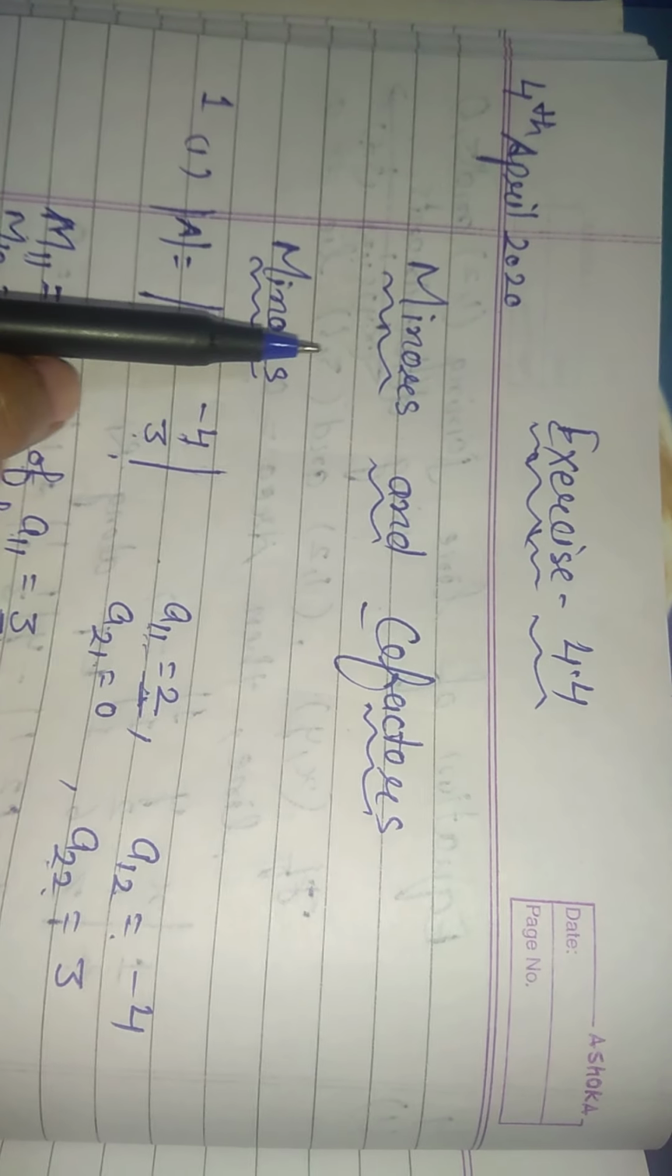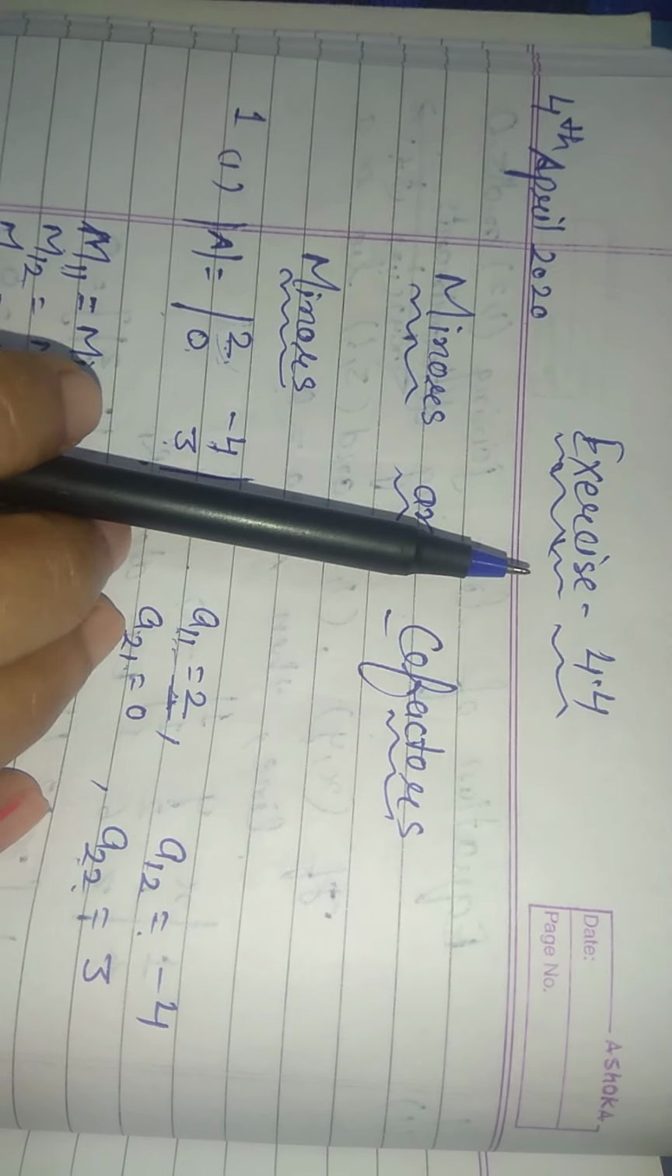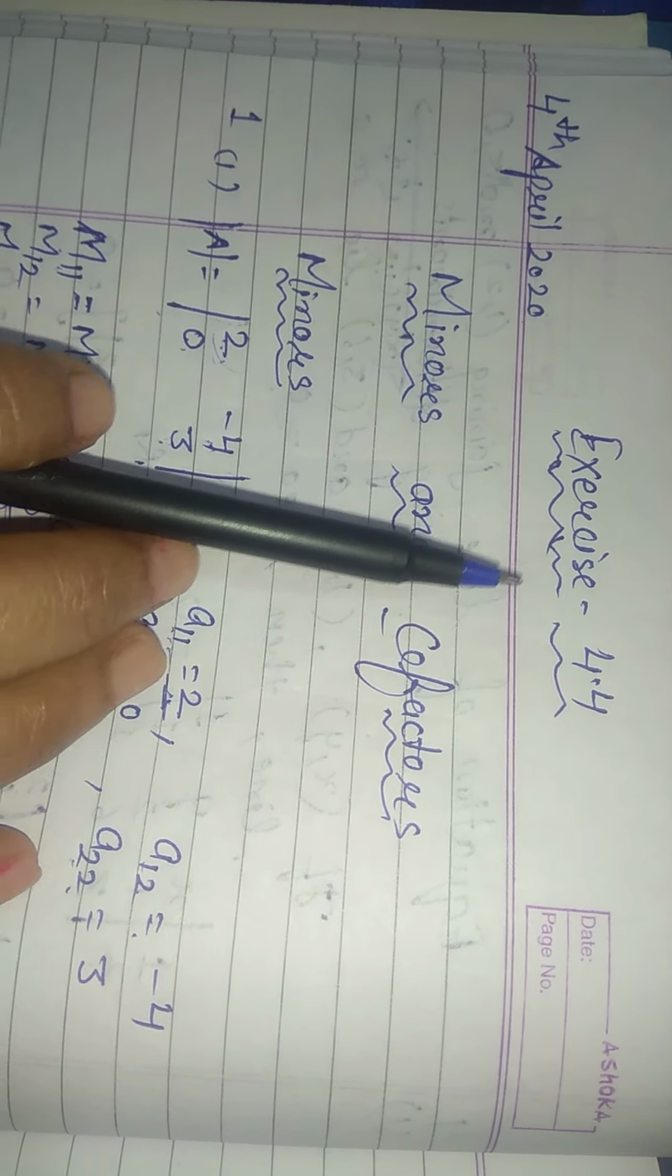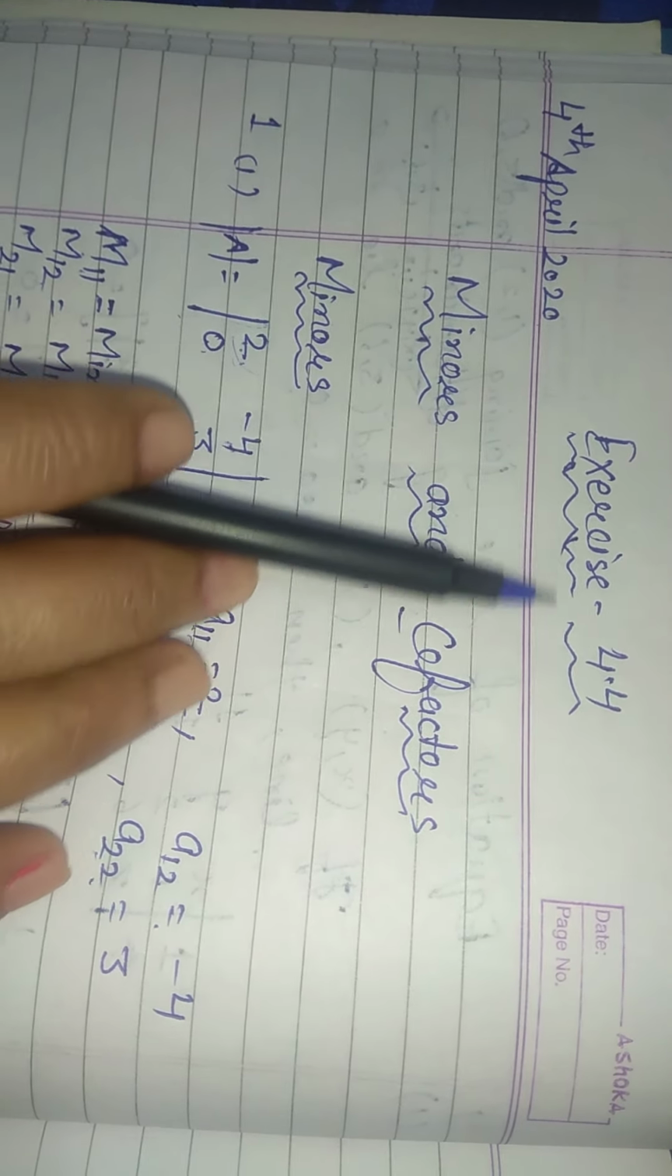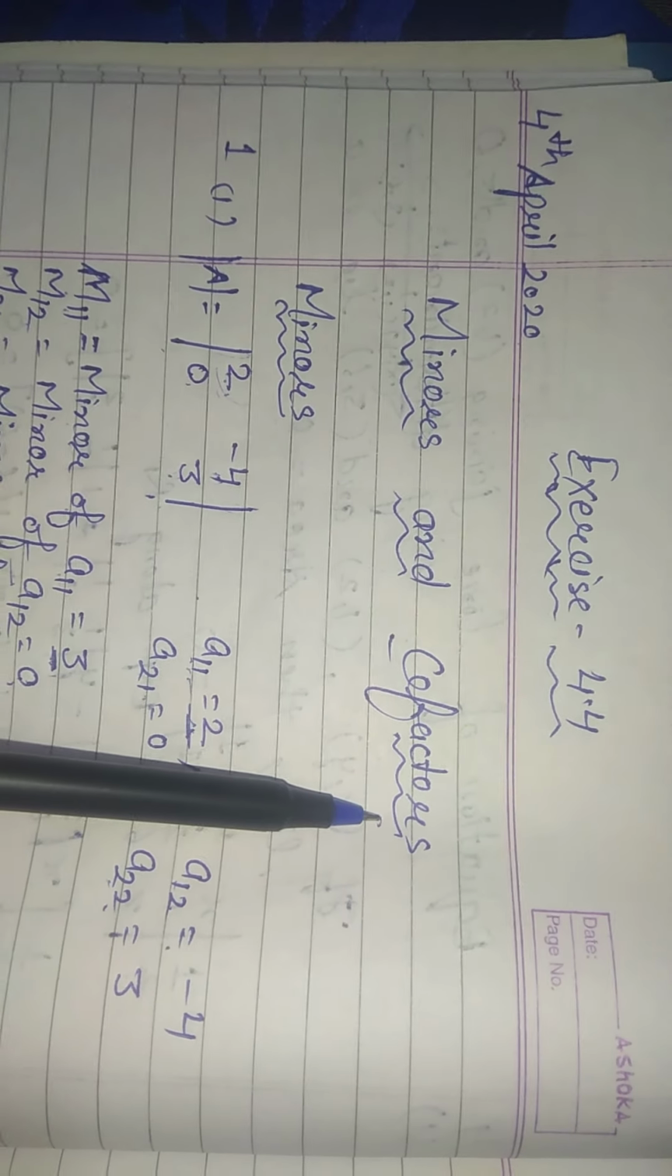Hello everyone. In the last video we completed exercise 4.3 and I hope you have revised that exercise. Now we will start exercise 4.4, in which we will discuss minors and cofactors.